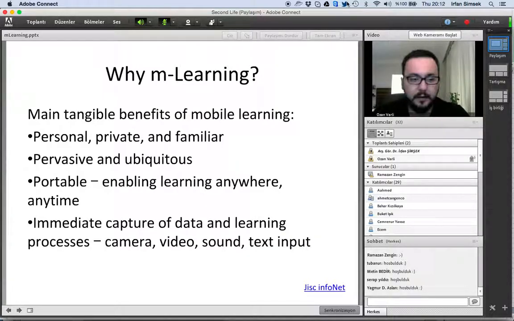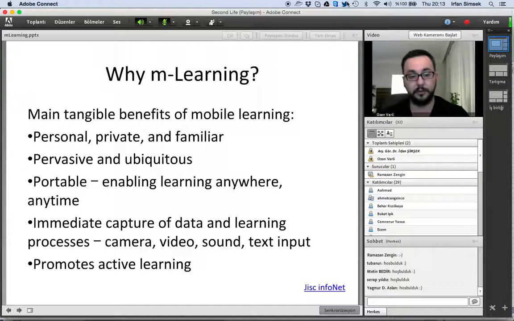But learning is not guaranteed, of course, but it's possible. It gives you the opportunity to capture data and the learning processes. The devices are equipped with built-in cameras, so you can use video, sound, or text input to capture data and then control your learning process. And it promotes active learning.